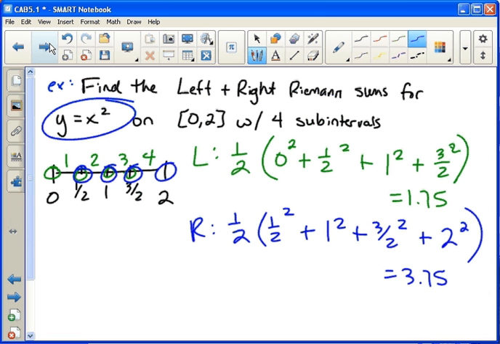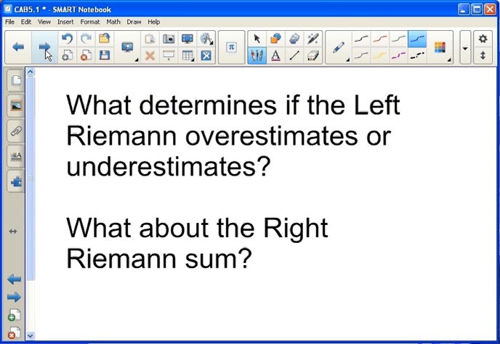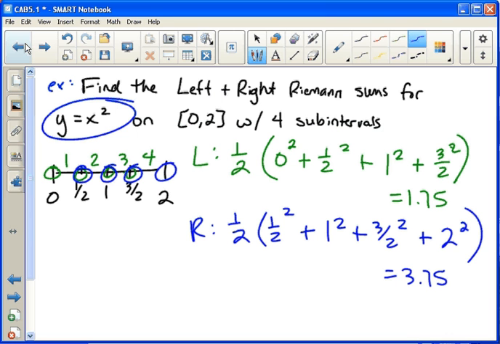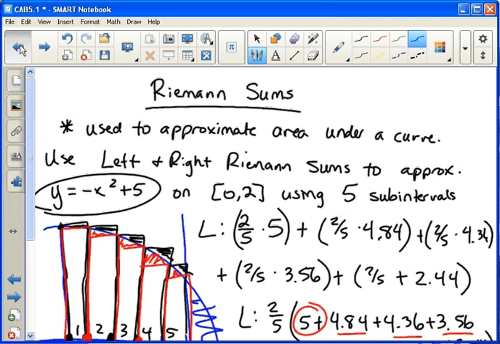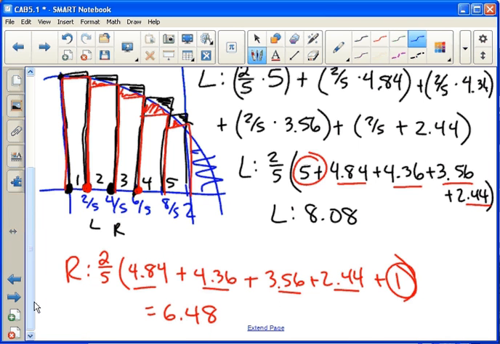Okay, so I want to ask this question. What is going to determine if the left Riemann sum overestimates or underestimates? What about the right Riemann sum? Because if you look back at the 2 examples I just did, right here, the right-hand sum seemed to overestimate, whereas on the example before that, the right-hand sum underestimated. So they switched places. Well, look carefully at this graph, and then I'll draw the next graph and see if you can figure it out. This was a graph of y equals x squared, so had I drawn it, you would have seen this.